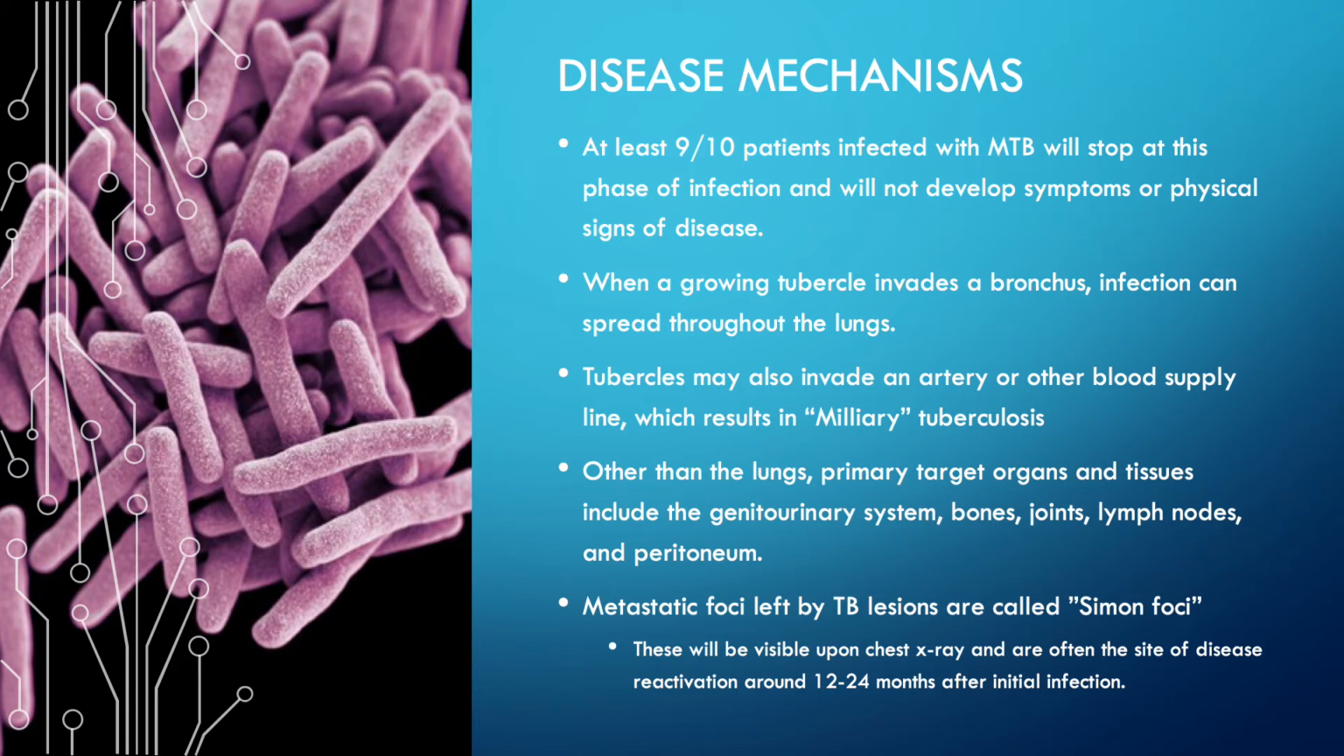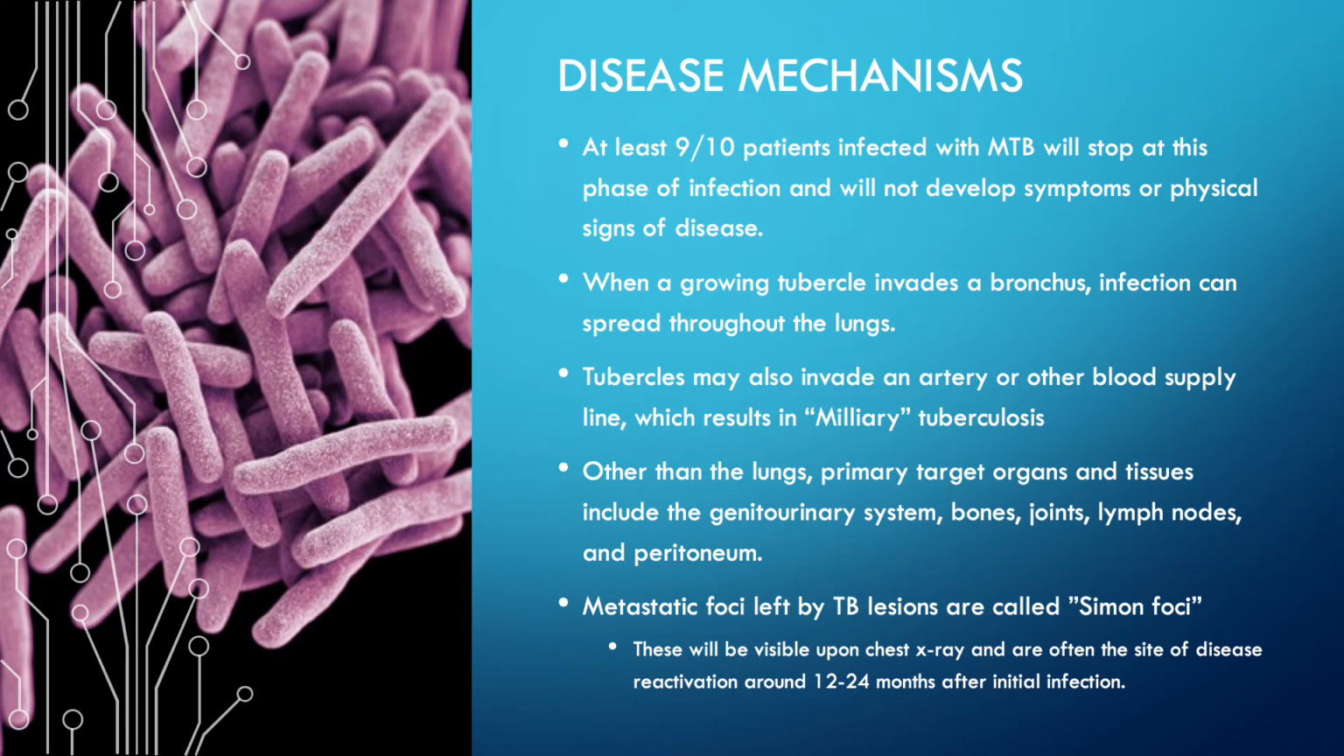When a growing tubercle invades a bronchus, the infection can spread to other parts of the lungs. The tubercle may also invade an artery or other blood supply line, which may result in extrapulmonary or miliary tuberculosis, which creates metastasizing tubercles that are about the same size as a millet seed, a grain commonly grown in Africa. Miliary tuberculosis can then cause secondary lesions, which can target almost any other location of the body, but usually target the genitourinary system, bones, joints, lymph nodes, and peritoneum.